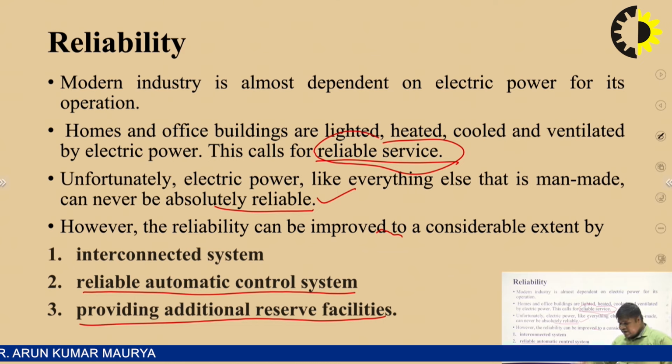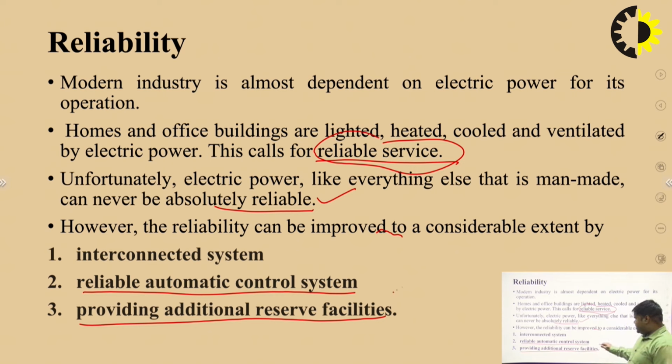So reliability somehow depends upon time also, because it serves the all-time availability of an electrical supply. These are some considerations to be taken as a reference for improving reliability. First one is the interconnected system, second one is the reliable automatic control system, and the third one is providing additional reserve facilities which we may use when we require.